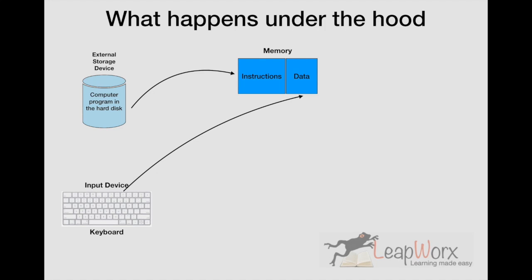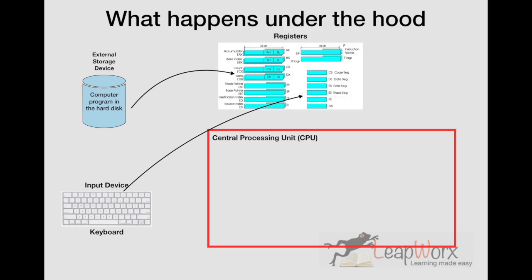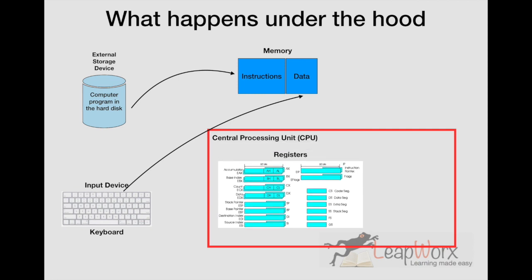So both get into memory, and now the computer needs to execute the instructions. So here comes the central processing unit, CPU, and this is the main part of the computer. Okay, and in the CPU there are three parts. The one part is called registers.